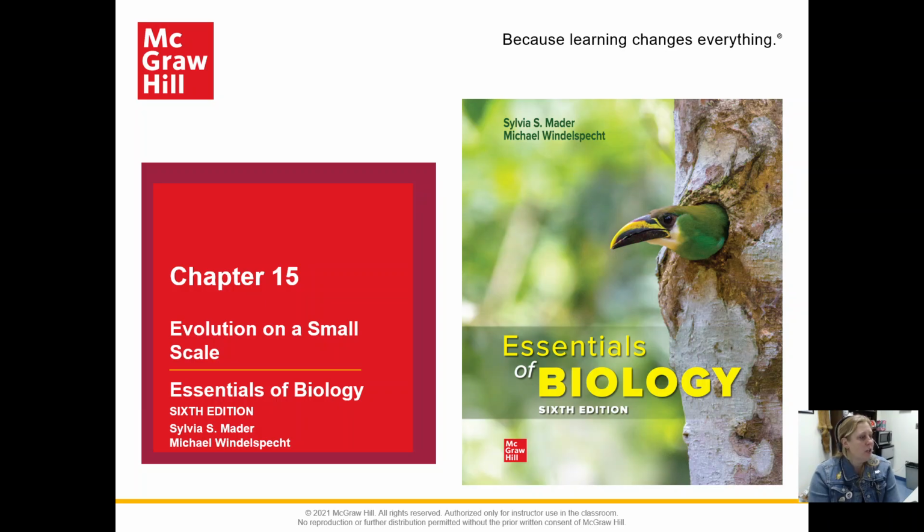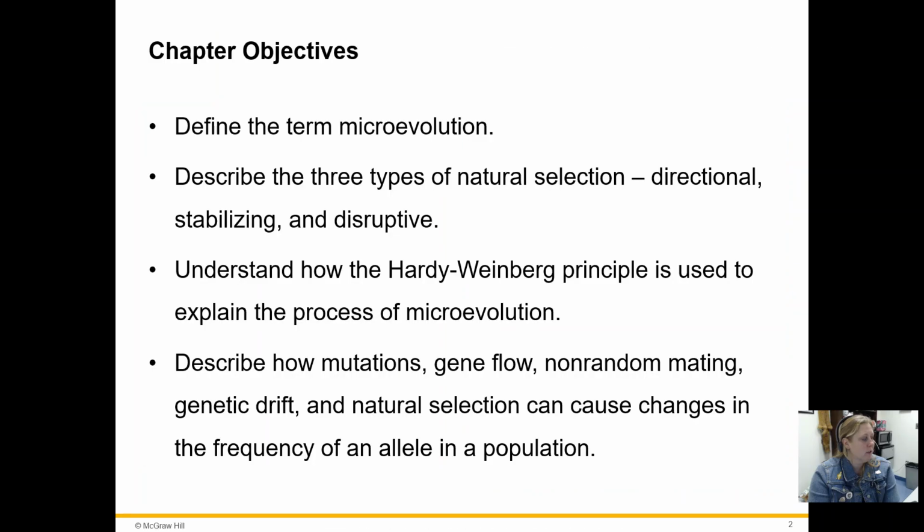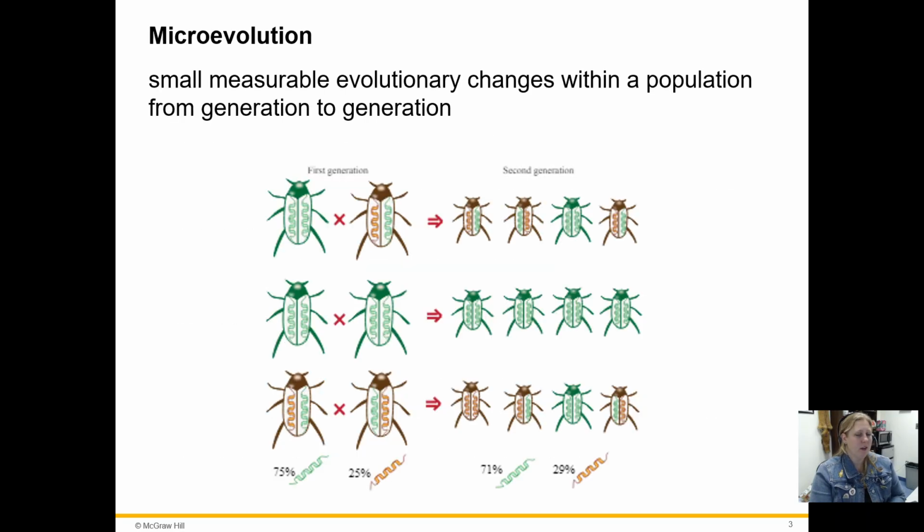So for our objectives today, we're going to define microevolution. We're going to talk about kinds of natural selection. We're going to talk about a little bit of math. I promise it's not scary math, I promise. And then we're going to talk about some of the different ways that populations can have pressures and changes occurring over time. So let's talk about microevolution to begin with.